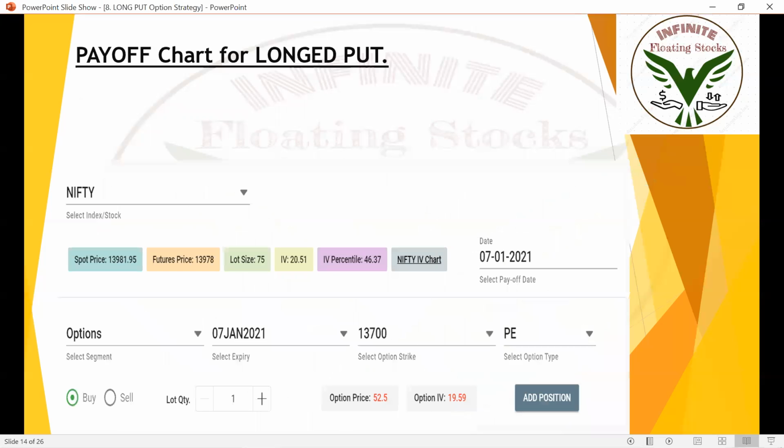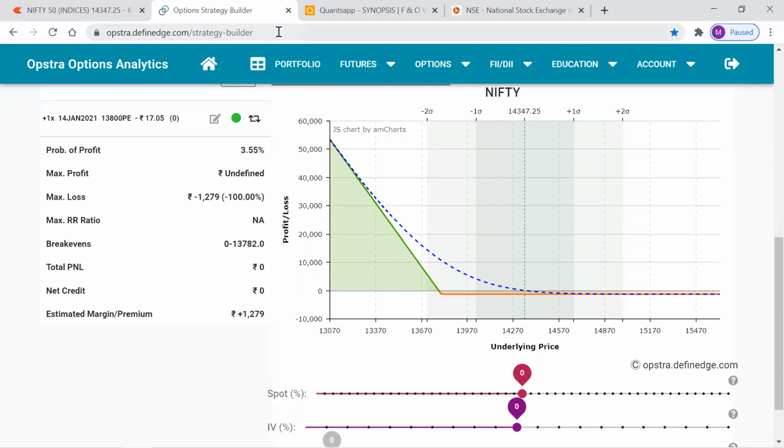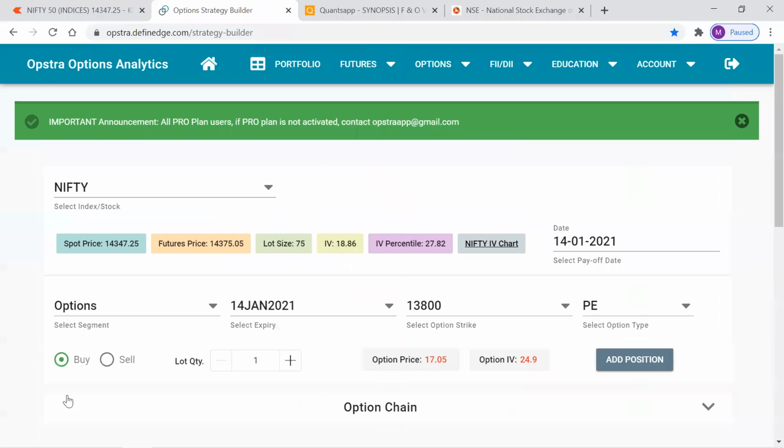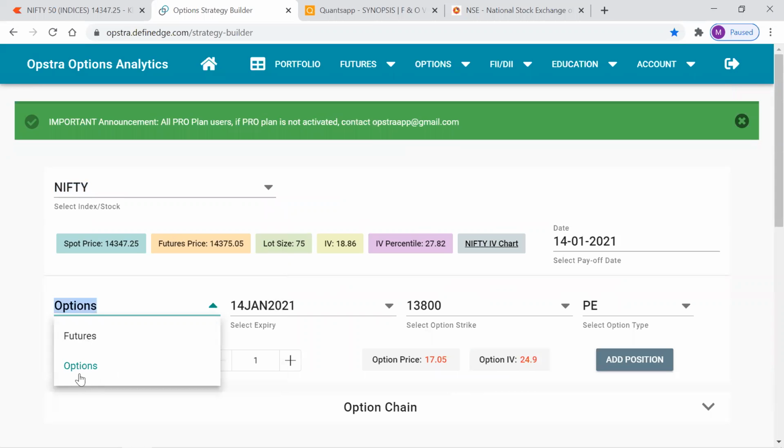Okay, let's move. This is an example of how to enter values, I mean, how to use Opstra. I already told you. You just need to go to Google, type Opstra, click on the first link which appears, and click on Get Started. Then on the next screen, you'll see this screen. If you're dealing with Nifty, click Nifty. If you're dealing with Bank Nifty, click on Bank Nifty. Select futures or options, whichever you're dealing with, and select the expiry and the strike price.